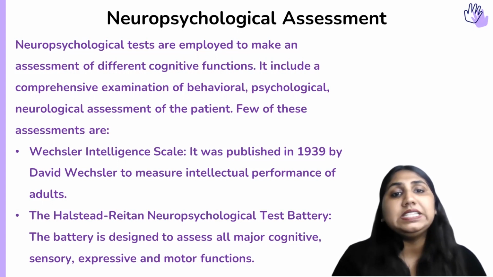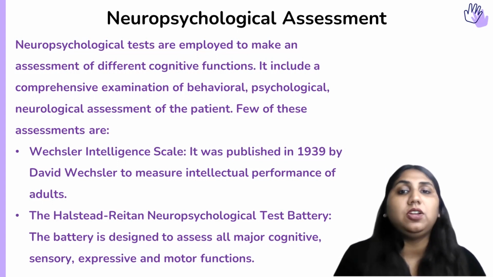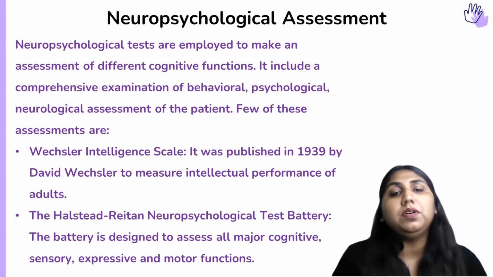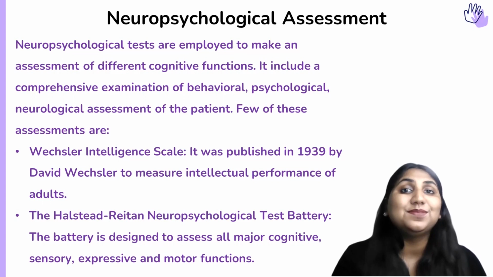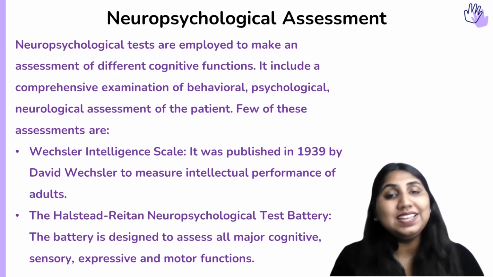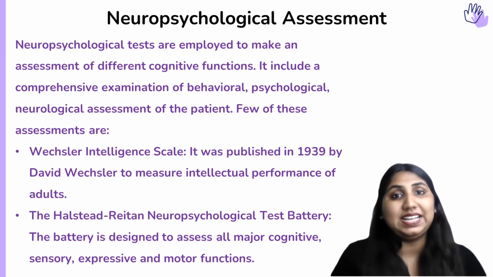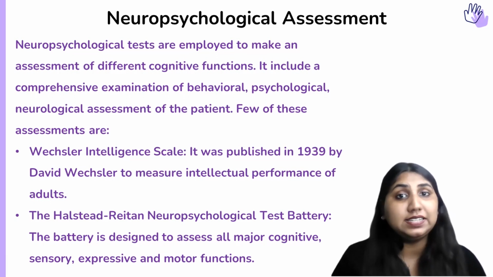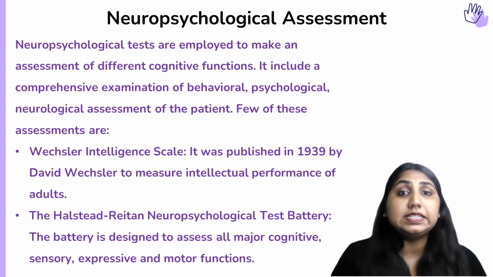Okay. Next, we have the Halstead-Reitan neuropsychological test battery. When we talk about the HRNB, this battery consists of a set of neuropsychological measures. What is the difference between a test and a battery? Can you guess? A battery consists of multiple tests, whereas a test is a single assessment. Like there will be tests for memory, tests for motor function, tests for cognition. All right, so that is what a battery is.